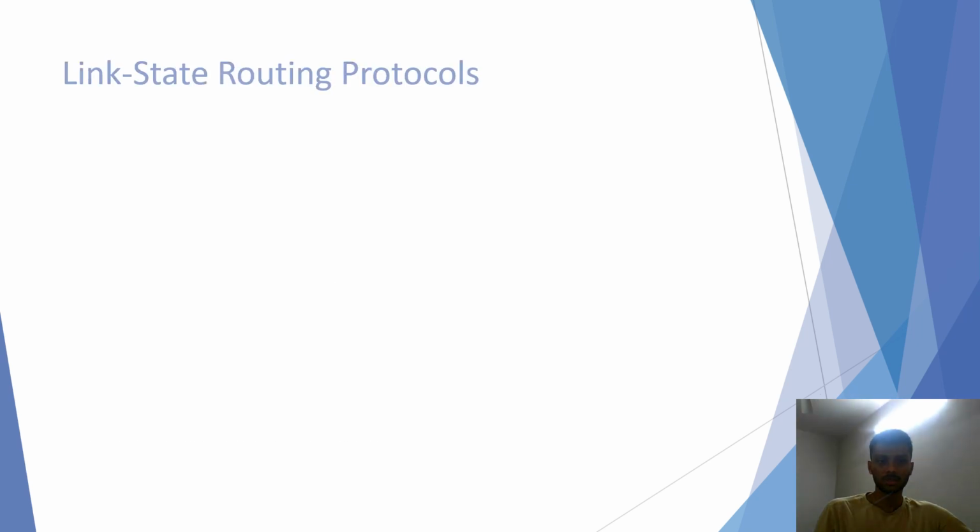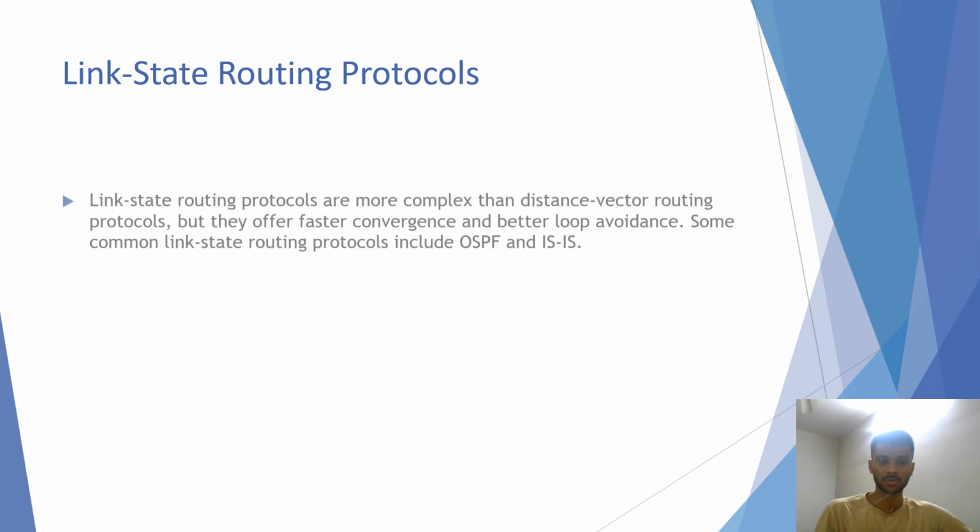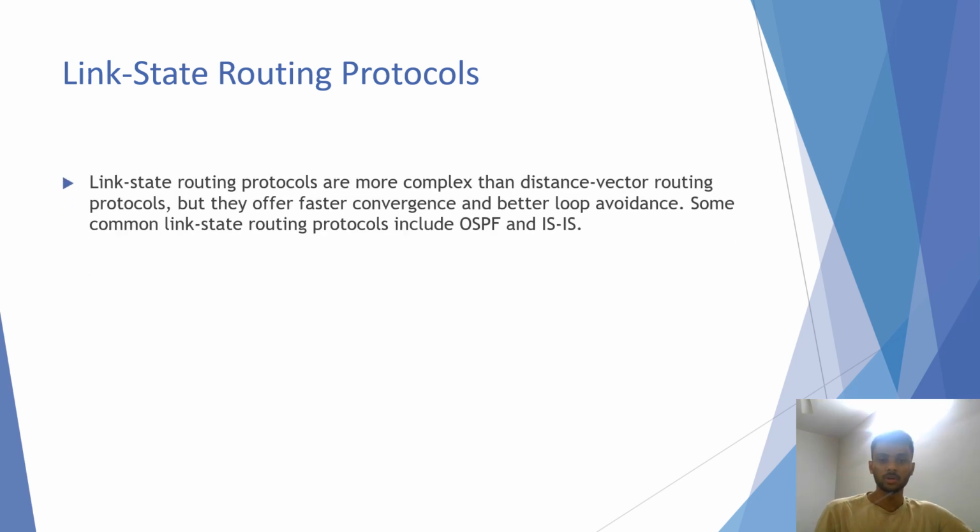Coming on to the next topic, link state routing protocols. Link state routing protocols are more complex than distance vector routing protocols, but they offer fast convergence and better loop avoidance. The common link state protocols are OSPF and IS-IS. Link state protocols are more complicated and sophisticated, which helps prevent the drawbacks that distance vector routing has, offering faster convergence and loop avoidance.